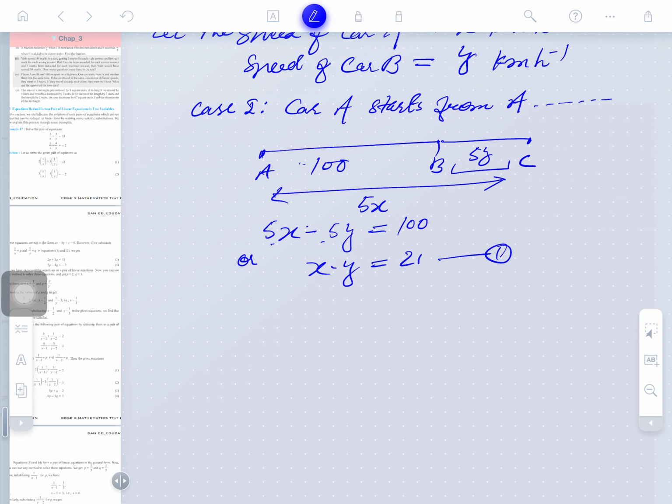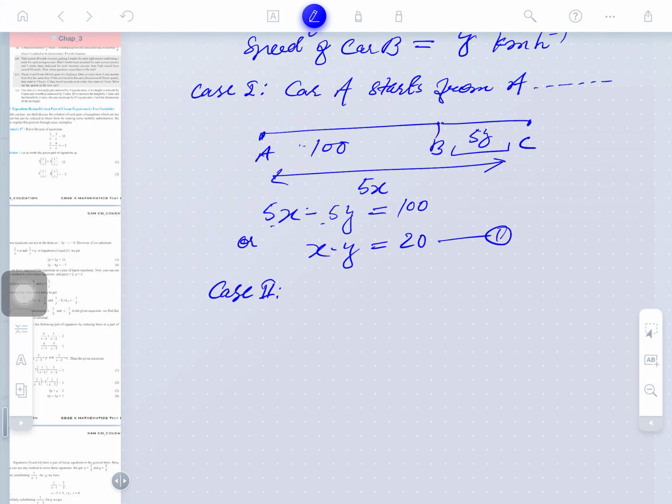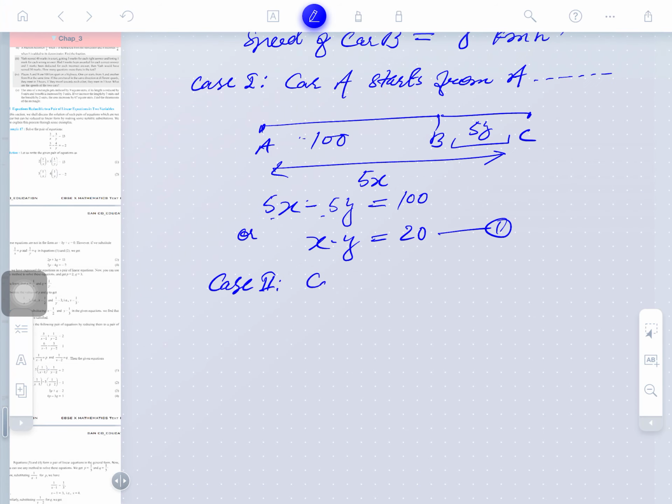Is that clear? Now the second case. What is the second case? The cars move in opposite direction. Okay, you will write down here.